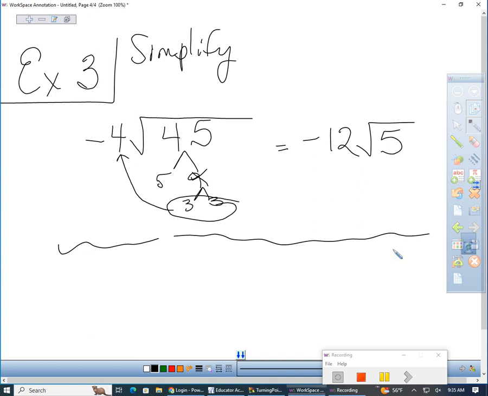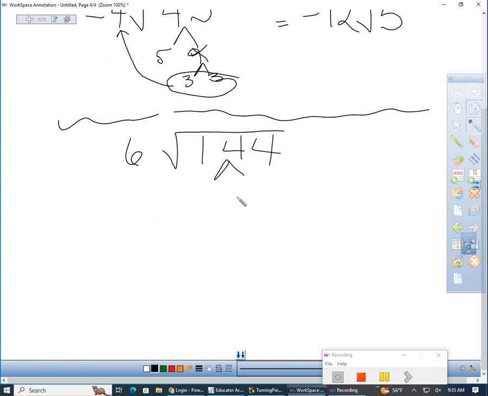Okay, let's try another one. How about if I have 6 square root 144. 12 and 12. Do we have a set of friends? So those friends are going to come out to the party and multiply with a 6. So you get 72. Do we have anything left? No. So the radical's gone. Okay?